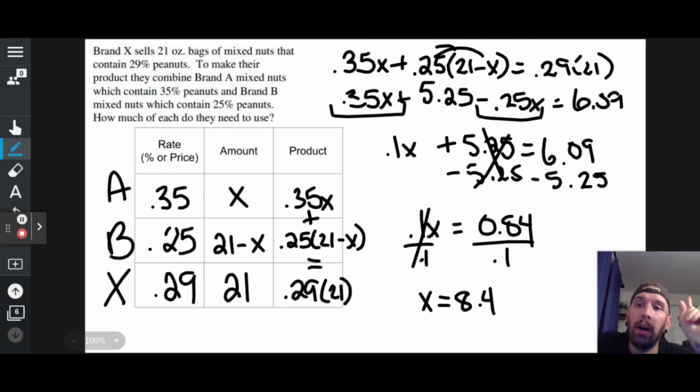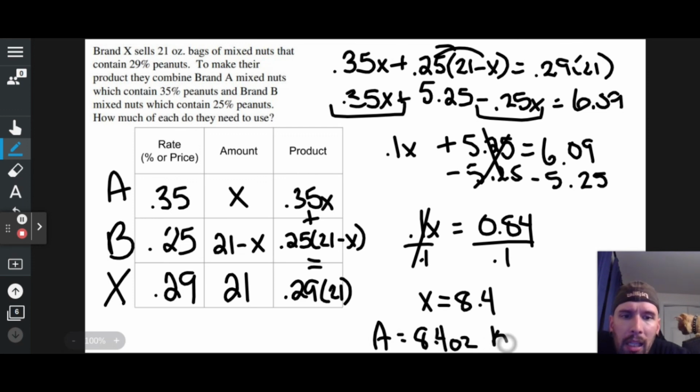All right, so what am I supposed to do? How much of each do they need to use? So I need to find out how much of A. Well, X is how much of A. So A is 8.4 ounces. B, the amount of B is 21 minus 8.4. The answer is 12.6. Yuck! But now I know how to mix nuts together.